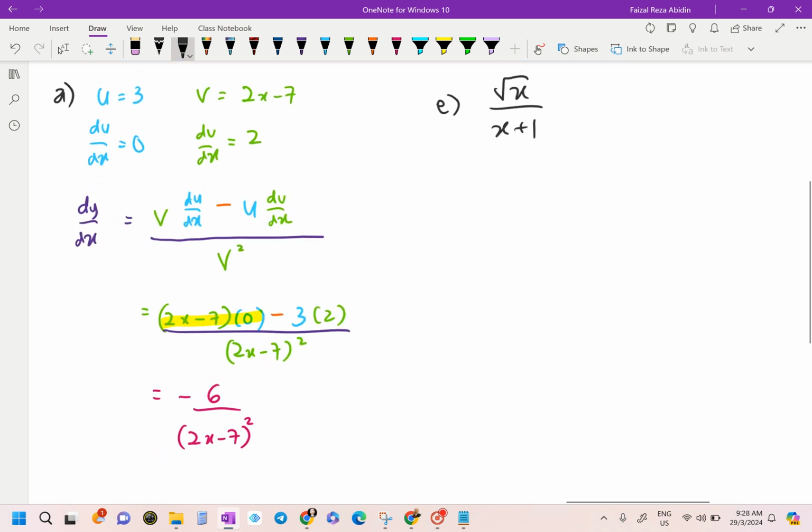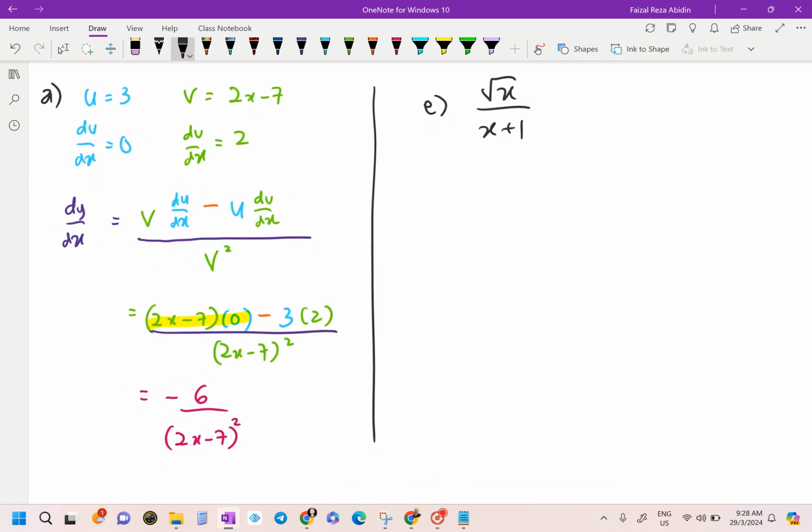Okay, so what I have over here, of course, u here is going to be x to the power of 1 over 2. So if I want du over dx, I'm going to get 1 over 2 x to the power of 1 over 2 minus 1, which is negative 1 over 2, right? So if I bring this down, I'm going to get 1 over 2 square root of x, isn't it? And then for my v over here, it is going to be x plus 1. So dv over dx is only 1.